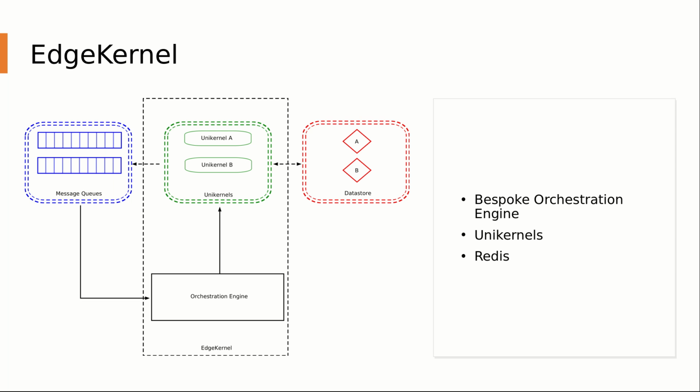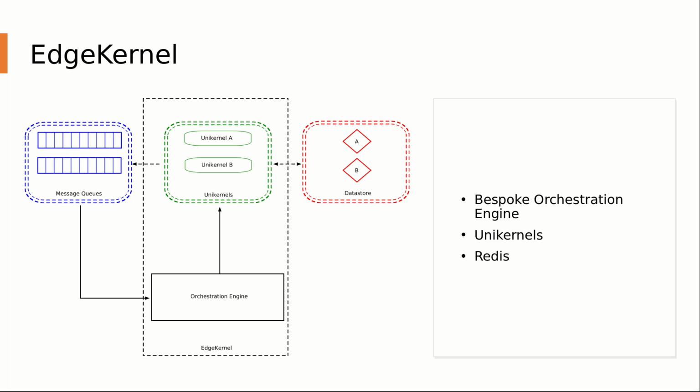It is comprised of 5 major components: the message queues, the orchestration engine, the unikernels themselves, and a data store. A bespoke orchestration engine is responsible for connecting the message queues and the unikernels. When a data item is pushed onto the message queues, EdgeKernel responds by executing the relevant unikernel to perform whatever work it needs to do.